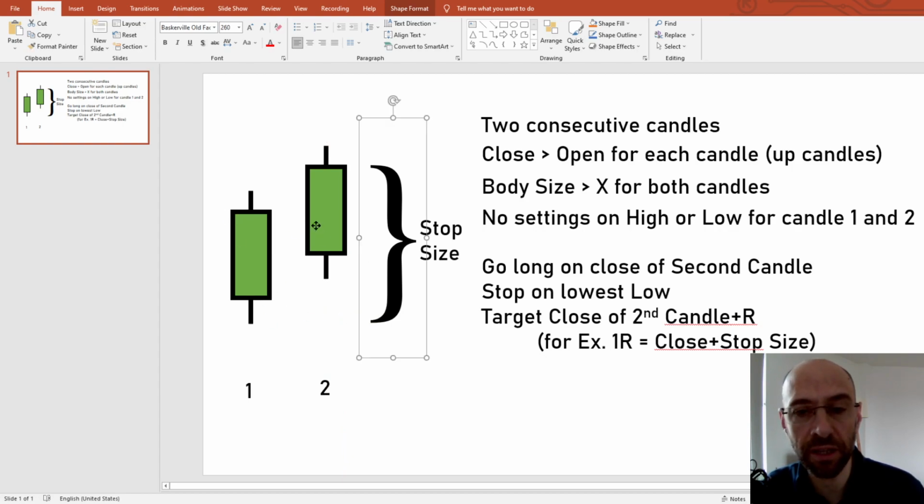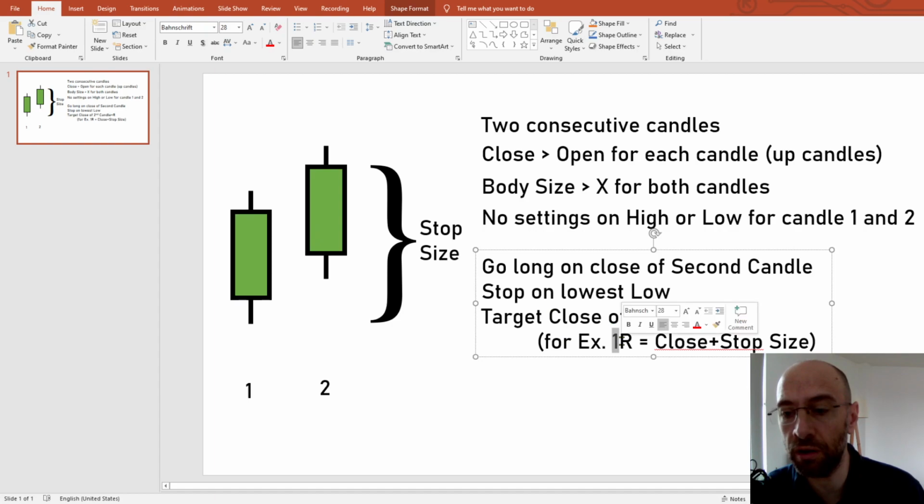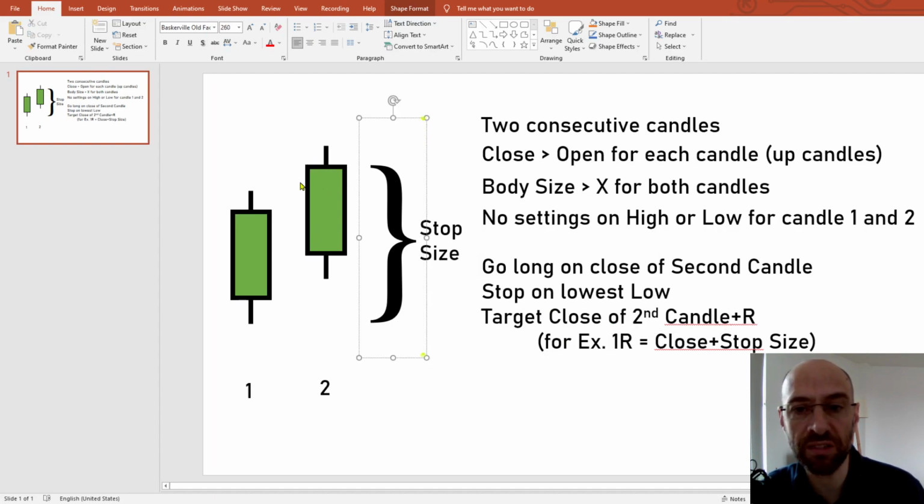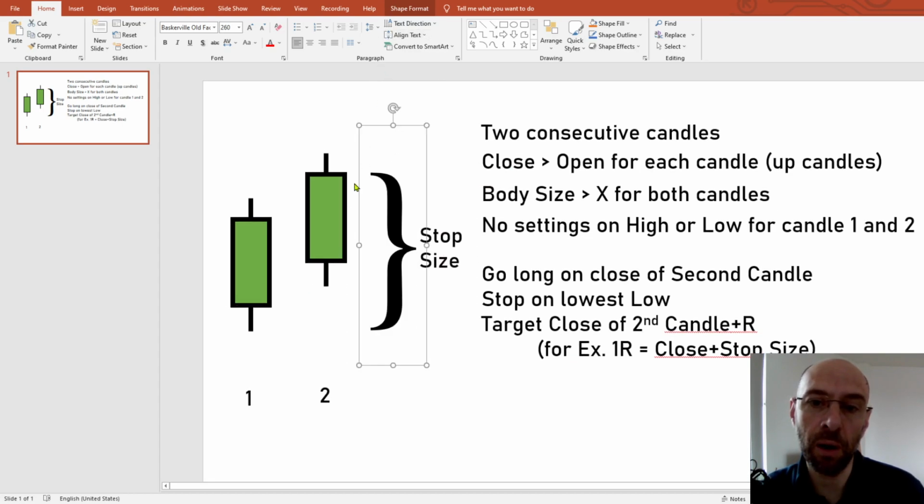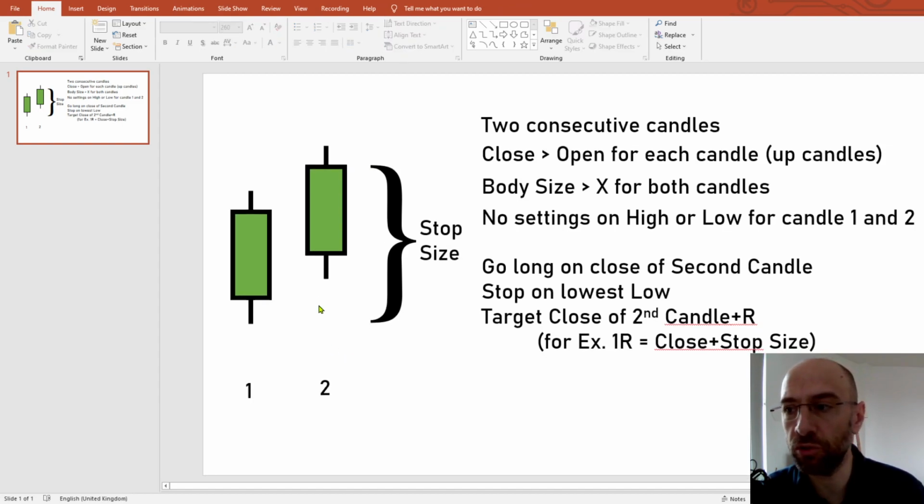And then the target, again, you'll see in the study, depends on the size of your R. Let's say, for example, if it's a 1R, meaning the target will be the same distance as it is from your open price to your stop. So in this case, your target would be somewhere above. It will be the same distance, but to the upside, of course, this being a long. So I hope this is clear.